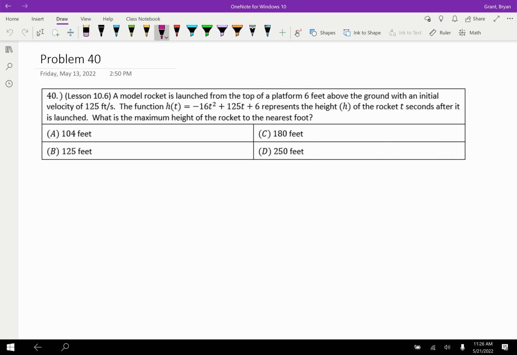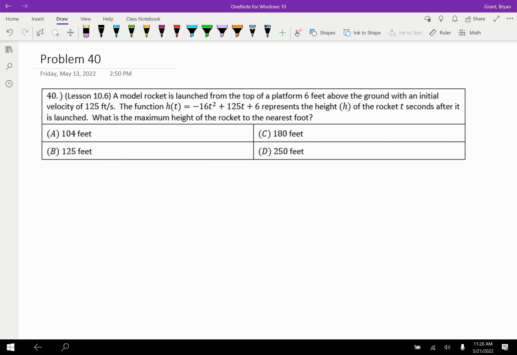We're looking at problem 40, which comes from lesson 10.6. We did a lot of word problems in that lesson. A model rocket is launched from the top of a platform 6 feet above the ground with an initial velocity of 125 feet per second. The function h of t represents the height h of the rocket t seconds after it is launched. What is the maximum height of the rocket to the nearest foot?